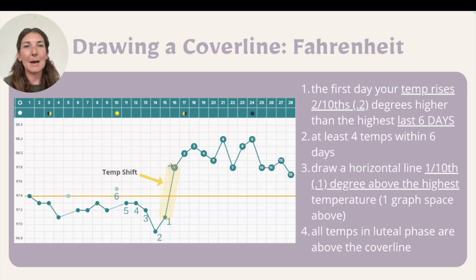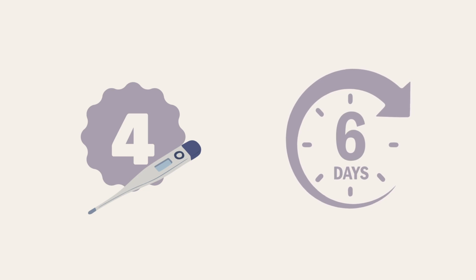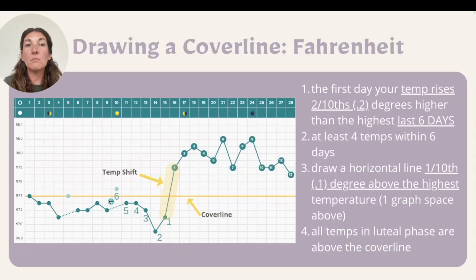The next step that you need to do is draw your cover line. And again, that cover line is going to help us confirm that ovulation has happened. In order to draw your cover line, you need to have at least 4 temps within the last 6 days. You can see in this chart, this person omitted a temp. Maybe they made a lifestyle choice that would impact their temperature, or maybe they were sick and they just know that that was a little bit of an off temperature. So they have at least 5 temps, which is good.